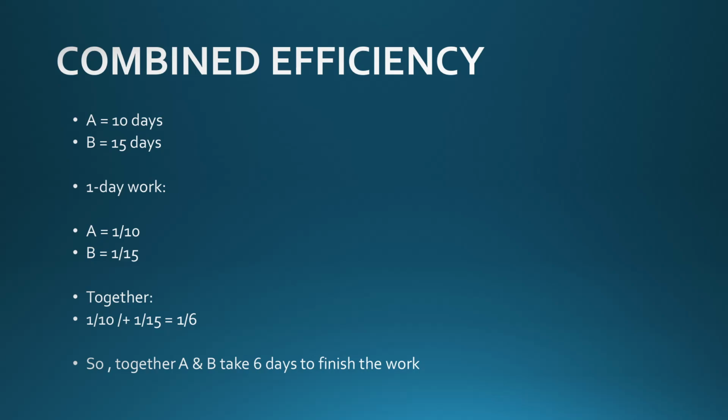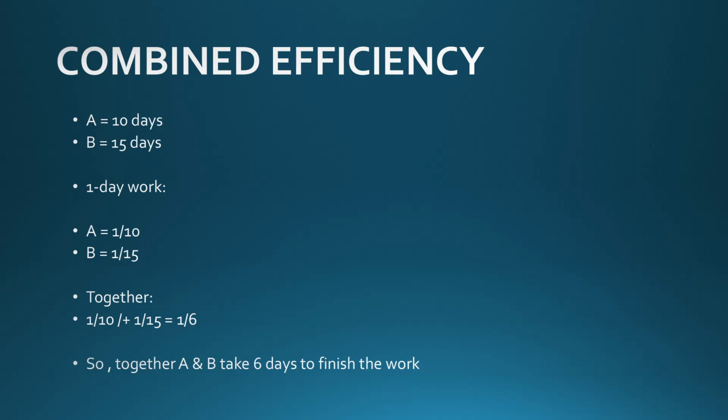So let's look at combined efficiency. When two people work together, we add their efficiencies. For example, A does a work in 10 days, B does a work in 15 days. So their efficiency becomes 1 by 10 and 1 by 15. So together their efficiency is 1 by 10 plus 1 by 15 equal to 1 by 6. So in one day they'll do 1 by 6 of the work.